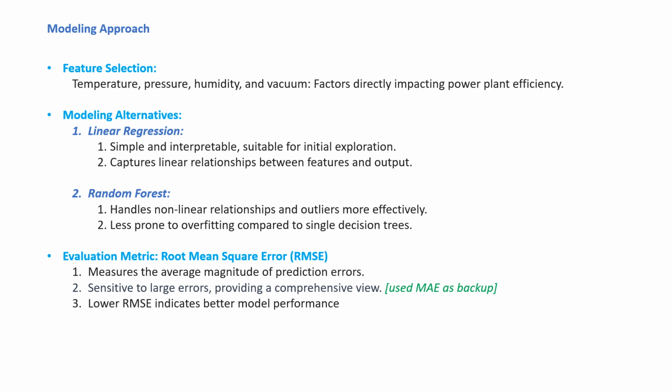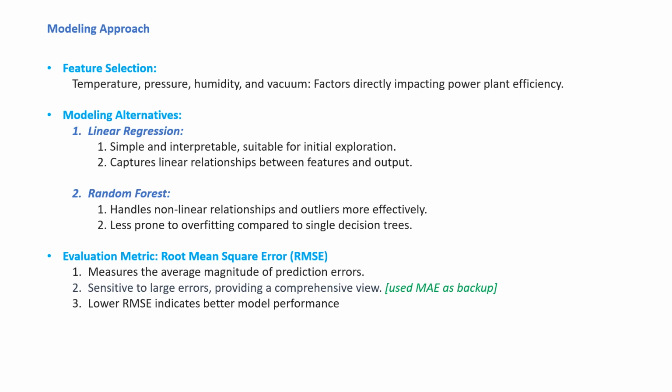The modeling approach I took was, for feature selection, we have temperature, pressure, humidity, and vacuum, because these factors are directly impacting the power plant efficiency. As for modeling alternatives, I used linear regression and random forest. Linear regression because it's simple, interpretable, and suitable for initial explorations, which it proved.